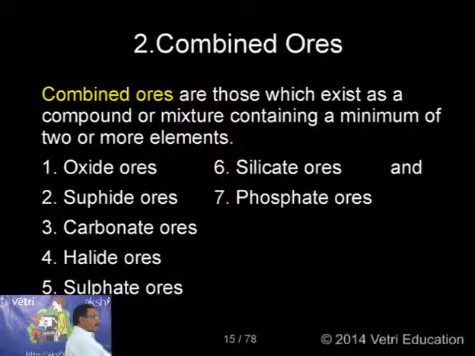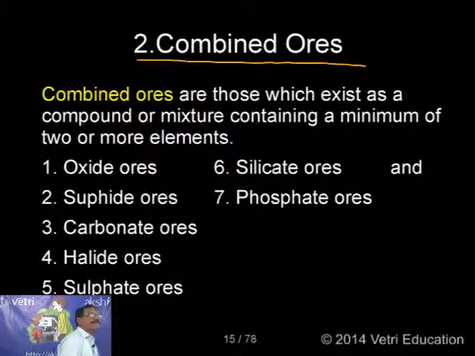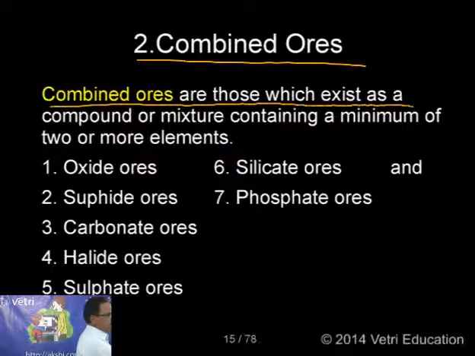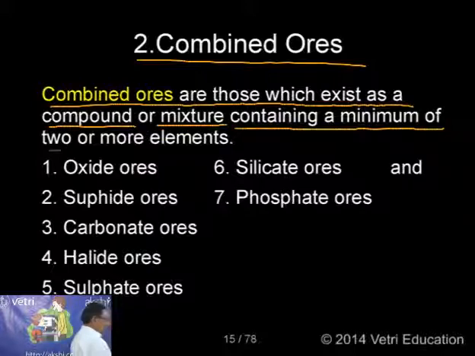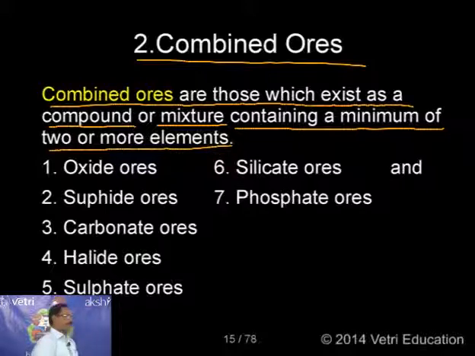Next one, combined ores. This is the most important. What are combined ores? Let me define now. Combined ores are those which exist as a compound or mixture containing a minimum of 2 or more elements. This is the most important. Let me define again. Combined ores are those which exist as a compound or mixture containing a minimum of 2 or more elements.